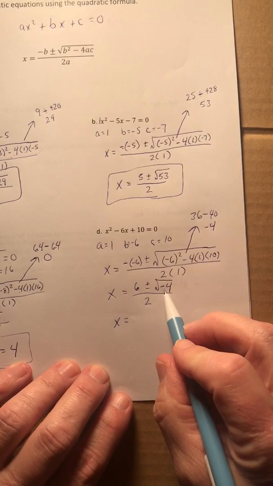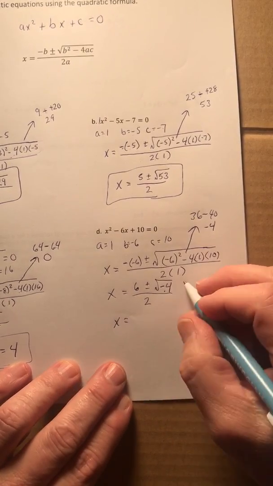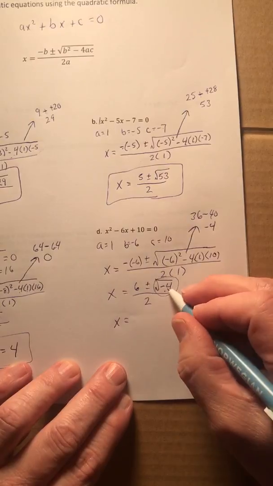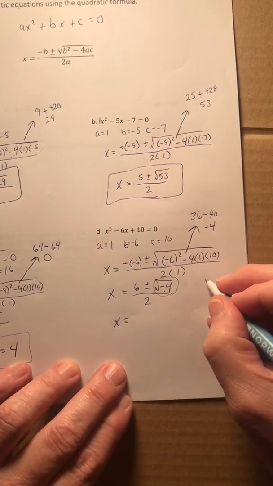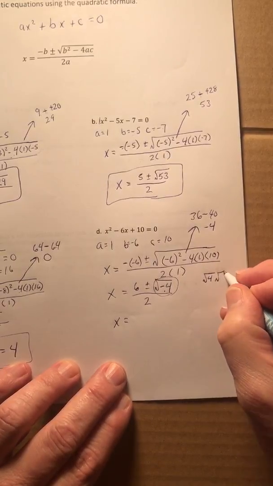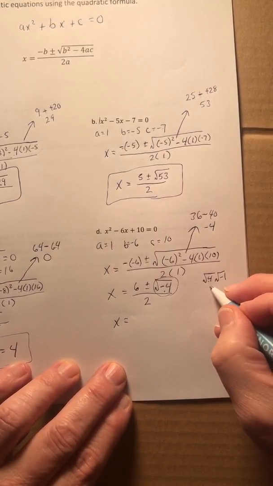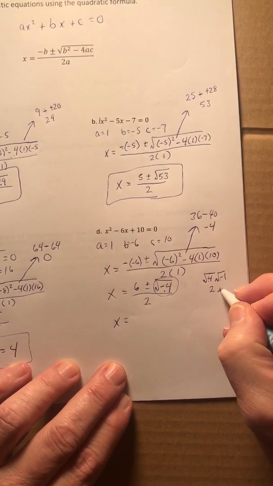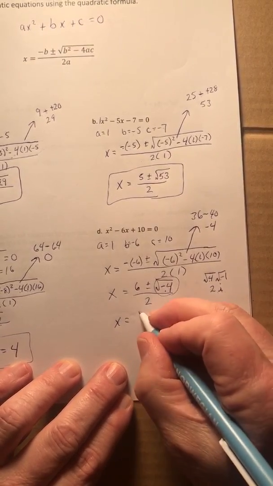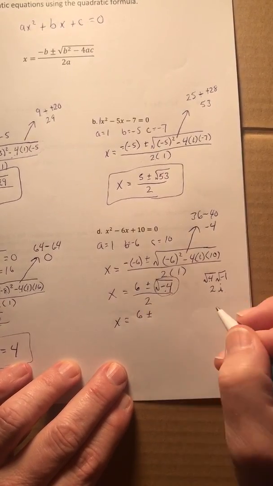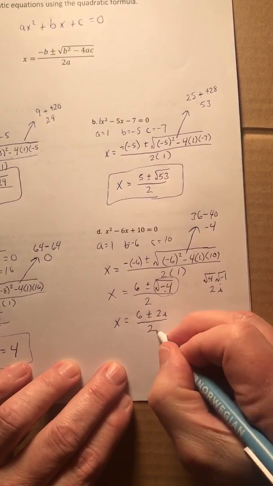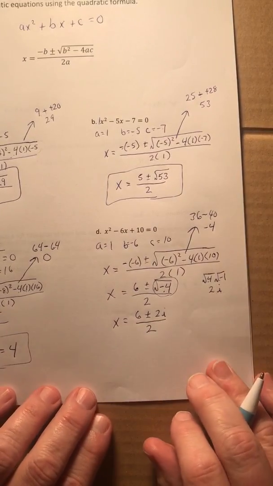Remember, we have a negative under the radical, so we've got to switch that. The square root of negative 4 becomes the square root of 4 times the square root of negative 1. The square root of 4 is 2. The square root of negative 1 is i. Don't forget your i. All right, so now we've got 6 plus or minus 2i over 2. And I will let you leave it just like that.